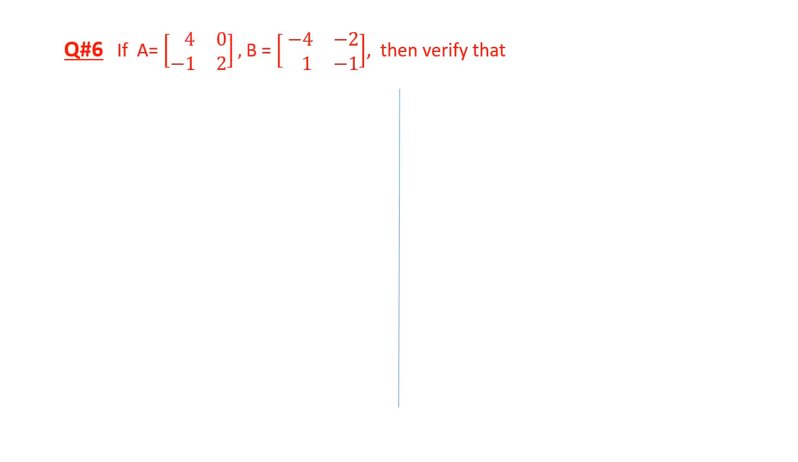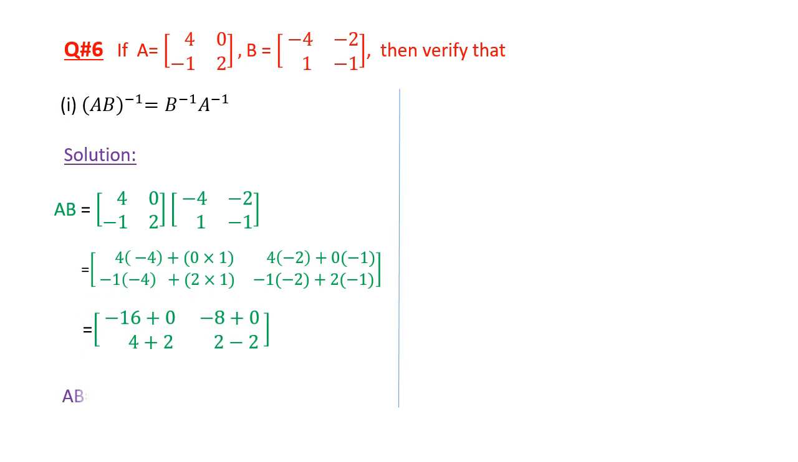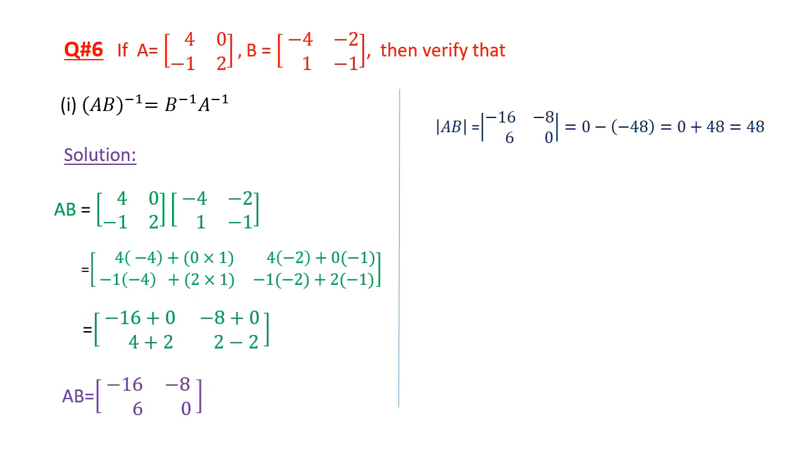Question number 6. If we have two matrices, then verify that in part 1, AB whole inverse is equal to B inverse multiply A inverse. Its solution is, first of all we will find A multiply B. By multiplying these two matrices and after solving the values, we have AB is equal to this matrix. Then we will find determinant of matrix AB, that is equal to 48.